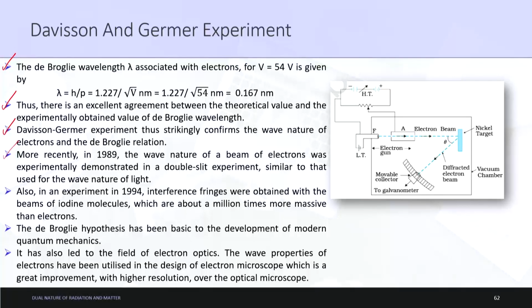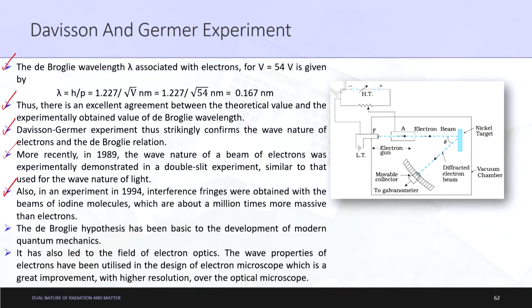Next is also an experiment in 1994. After approximately 5 years, interference fringes were obtained when beams of iodine molecules, which are about 1,000,000 times more massive than electrons, were used. So basically we can say that the Davisson Germer experiment was the initialization, the first baby steps towards the wave nature of particles.